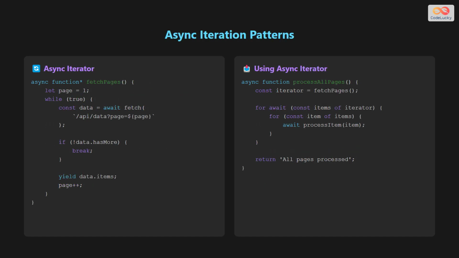This slide discusses async iteration. The first example shows how to create an async generator function. An async generator function can yield values asynchronously. In the example, the fetchPages function fetches data page by page, yielding data until there is no more data. The second example shows how to consume the async generator function. The for-await of loop iterates through the values yielded from the async generator. This pattern is useful for processing large amounts of data incrementally.